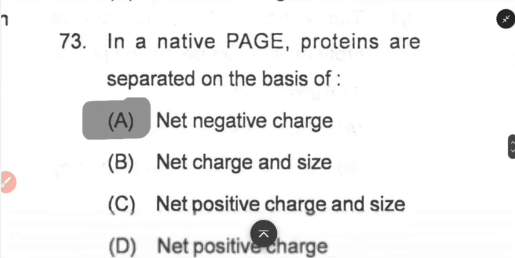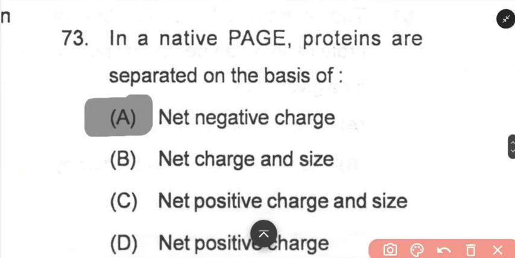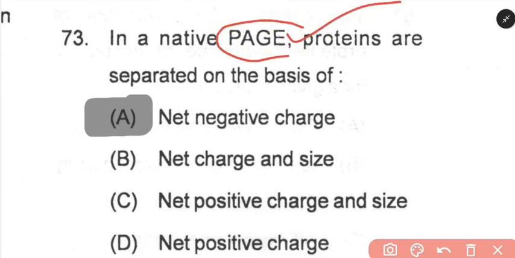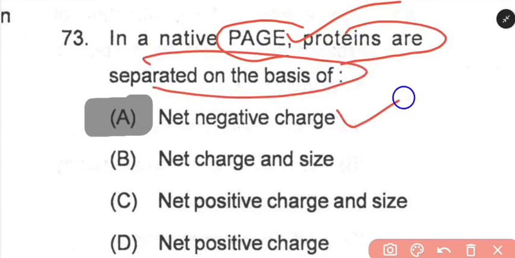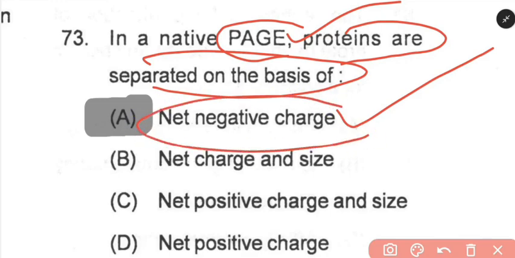Next is, in native polyacrylamide gel electrophoresis, proteins are separated on the basis of what? Net negative charge. The proteins will have a net negative charge while they move from one end to the other end in a PAGE, and based upon that they will be attracted. Next question.